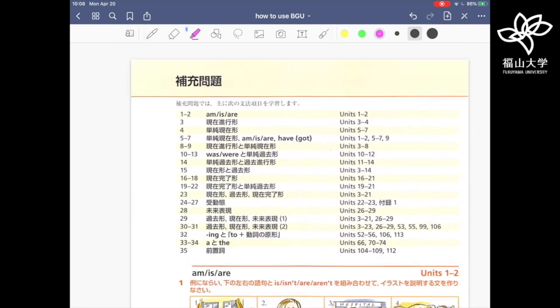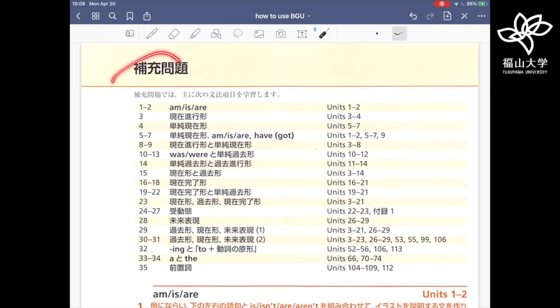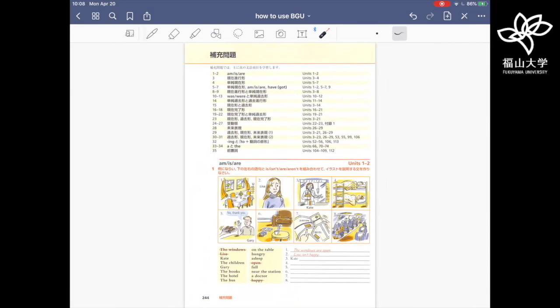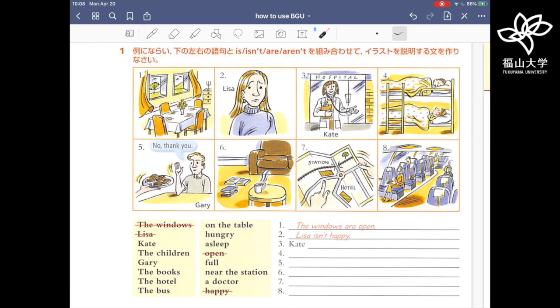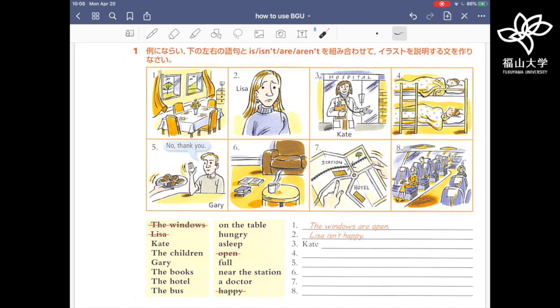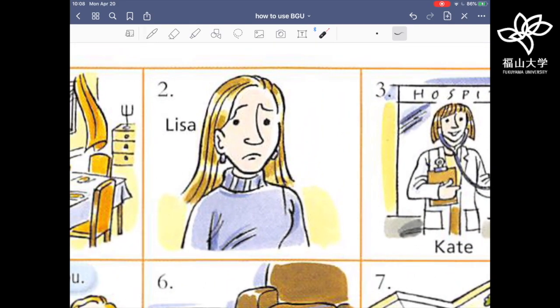There is also a supplemental section. Okay, and these will give you more information, even more information. As you can see, this is an example. The test is give you extra units to do for bidoshi. Okay. I'll give you an example. The windows open. The windows are open. Lisa happy. Lisa isn't happy. Right? You can see Lisa is not happy.